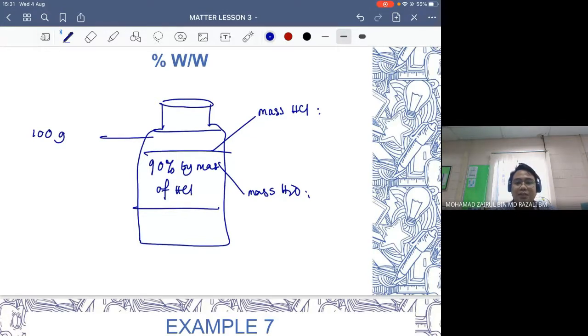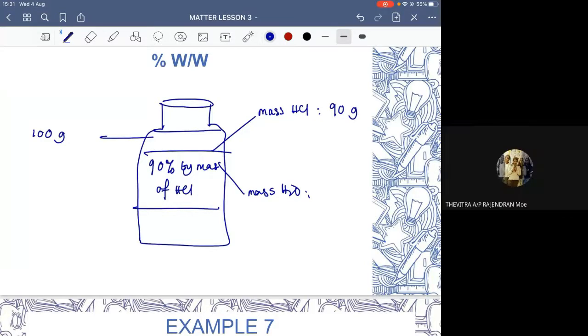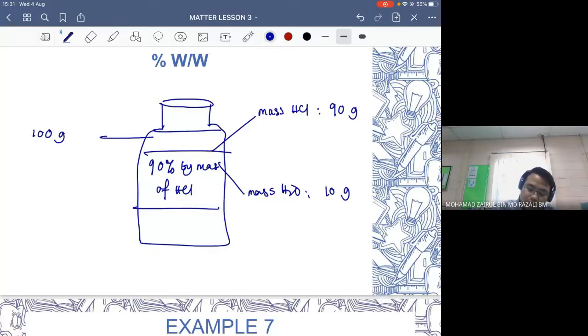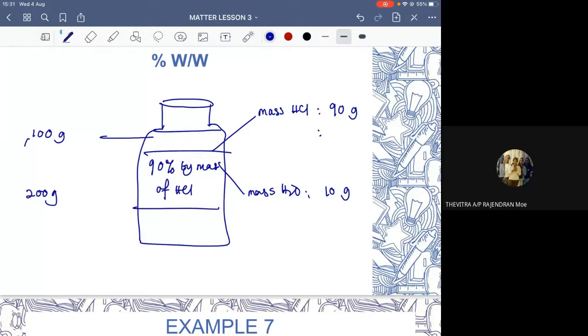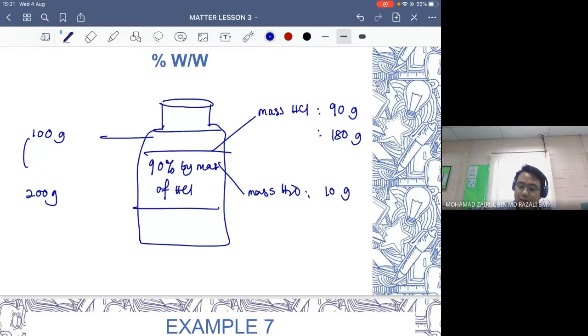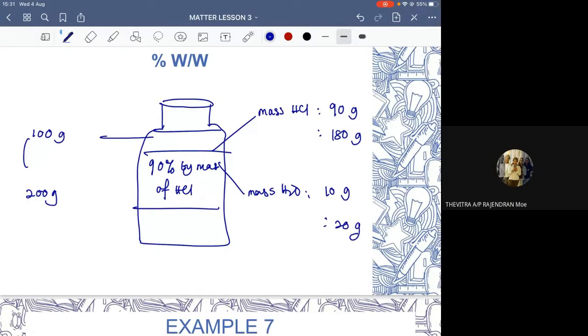So berapa mass HCl ni, mass dia? 90 gram. Okay, correct. 90 gram. Mass water? 10 gram. Okay. So kalau saya convertkan mass ni kepada 200 gram. So the new mass of HCl is? Dia akan jadi apa? Kalau saya doublekan 180 berat dia. So 180 gram and the mass of water is going to be 20 gram.